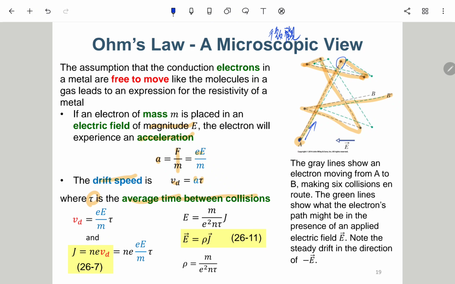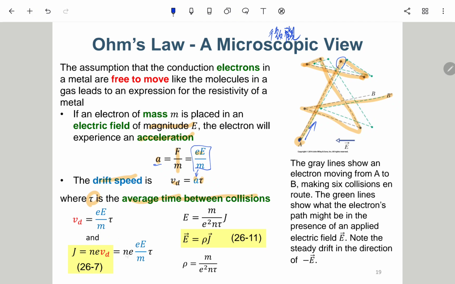Here we plug in a, which means we plug this into here. So we have e times capital E over m times tau as this Vd. And previously we already have J equals n e times Vd. We plug this Vd expression into here. So we have n e and then times e times capital E, over m, and then tau here, something like this.